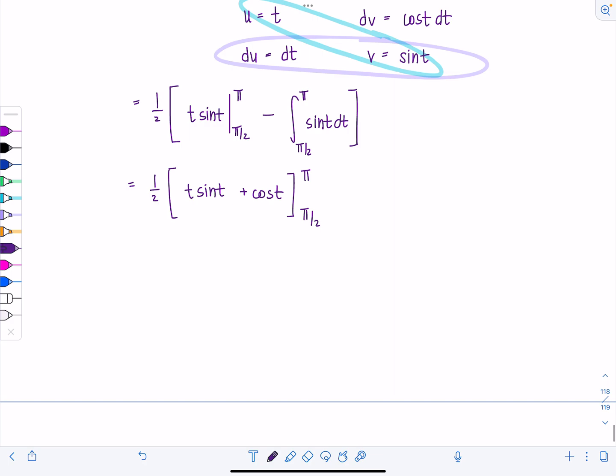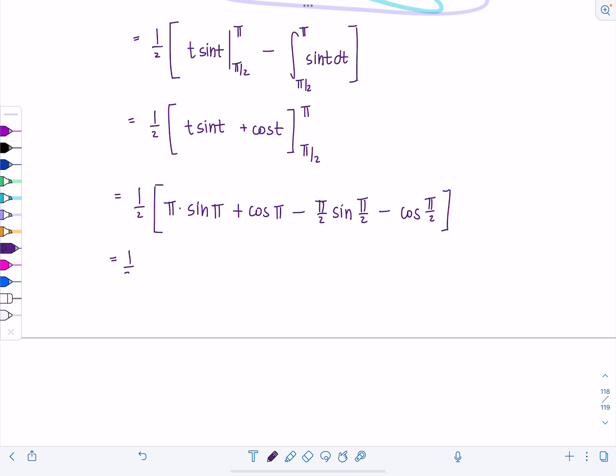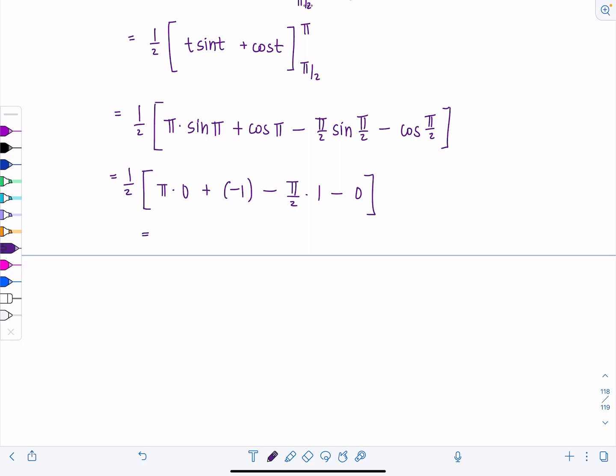Fabulous. So then we have 1/2. Now substituting in pi times sine of pi plus cosine of pi, upper limit minus lower limit, pi over 2, sine pi over 2, minus, yep, I'm distributing the negative, whilst I evaluate. And then now let's see, just think of your unit circle. 1/2 times pi, sine of pi is 0, cosine of pi is -1, minus pi over 2, sine of pi over 2 is 1, cosine pi over 2 is 0. And then now let's distribute this 1/2. Okay, this is a 0, this is a 0. So I've got 1/2 times -1, that's -1/2, and then one more right there, that's going to be minus pi over 4. And that's our final answer.